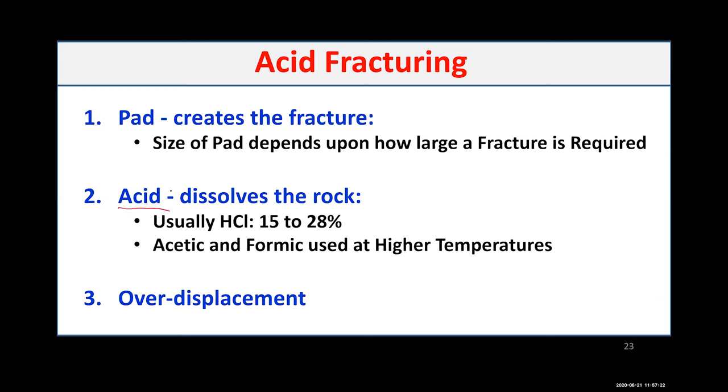Usually we are talking about between 15 to 28% HCl. If the reservoir temperature is too high, we are talking about 300 Fahrenheit or higher. In this case, we would like to use either acetic or formic acid. Then finally, we always end with an overdisplacement, or some fluid that allows us to inject the acid a little bit deeper inside the formation. So these are the three steps that you do when you are pumping an acid fracture.